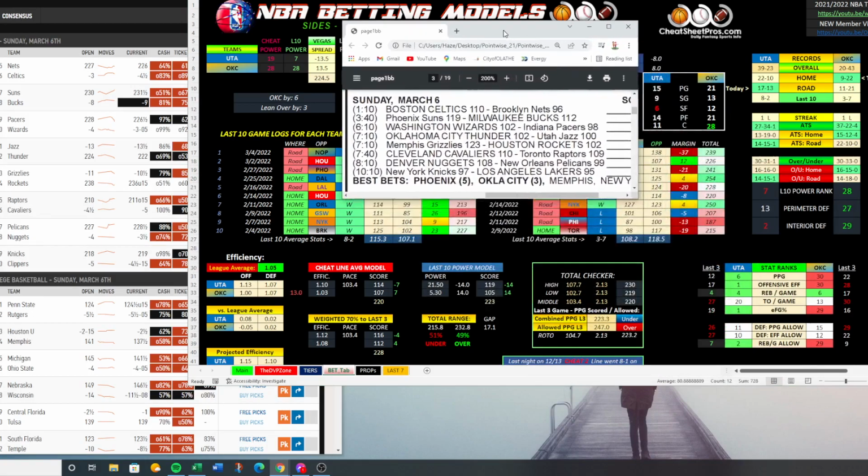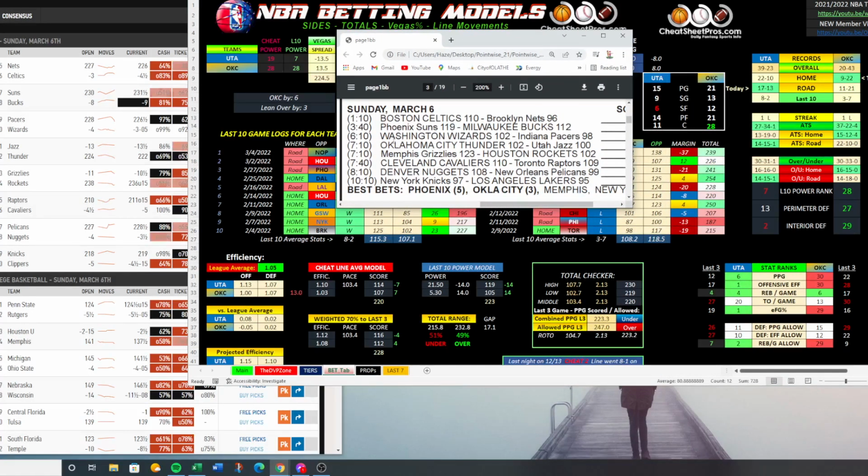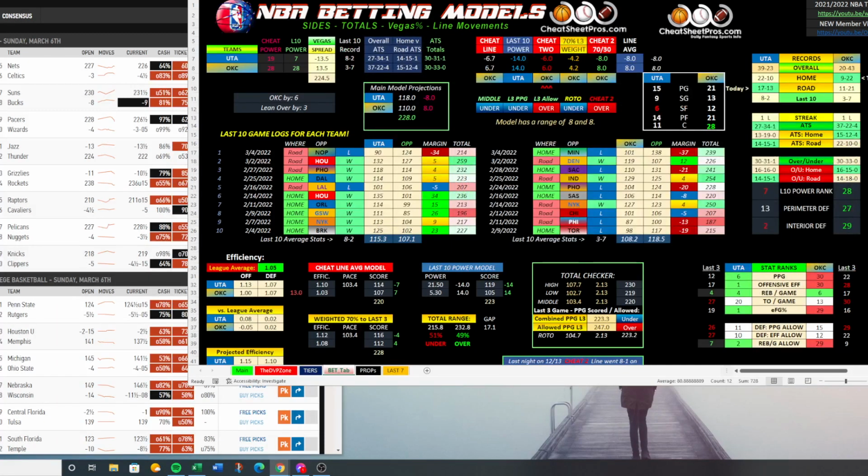Let me take a look at what PointWise has. Okay, so PointWise actually has Utah as well, so they match our model. They've actually got Utah winning this game 102-100, which I'm kind of shocked. So I would want to see if Donovan Mitchell is playing. I'm assuming he is at a line at 13.5. So I like Utah in this game, but my model and PointWise both say take OKC in the point.